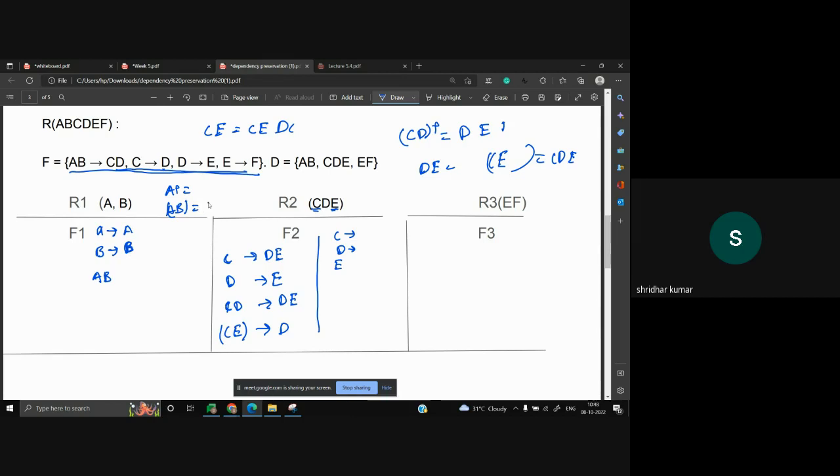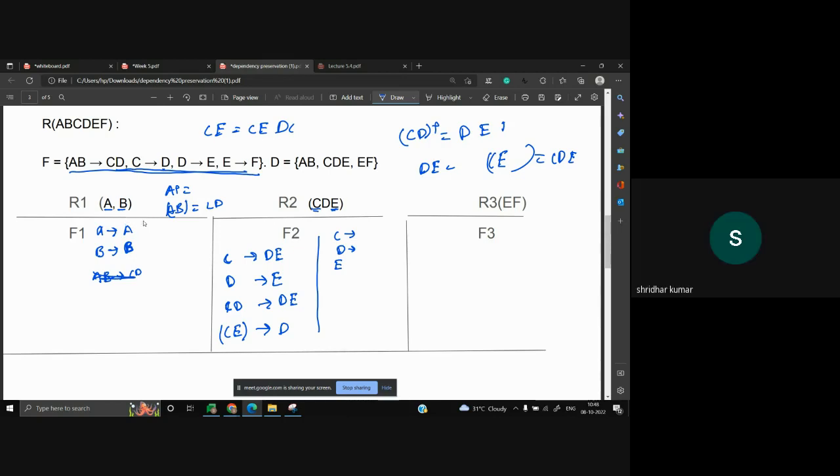CD, sir. But in the R1 table, only A and B are present. So we take whatever attributes are present. So we cannot write AB determines CD, right? We cannot write it because only A and B are present. Yes, sir, that is clear. Your doubt is clear?